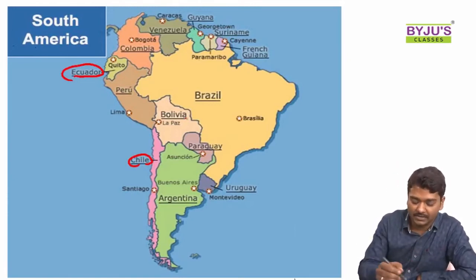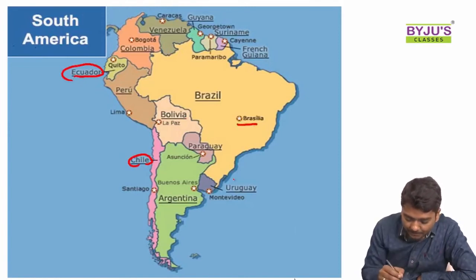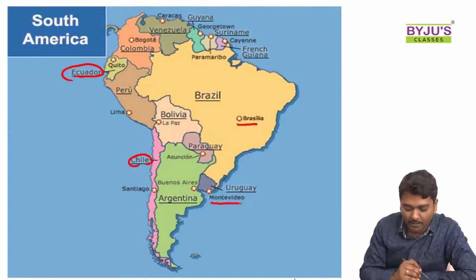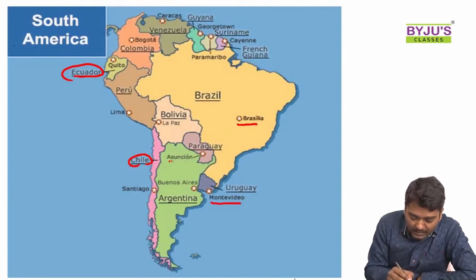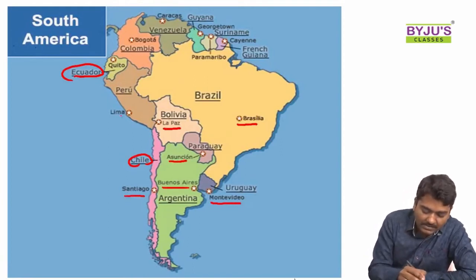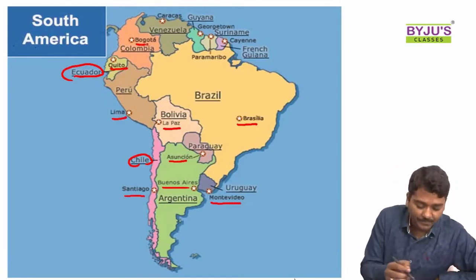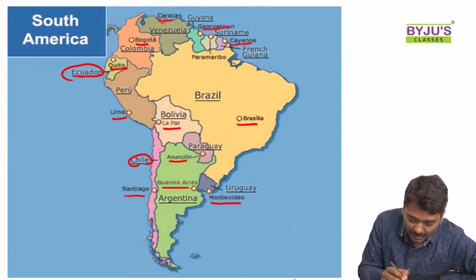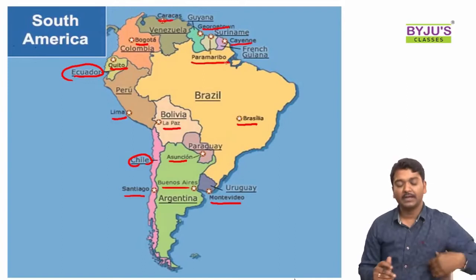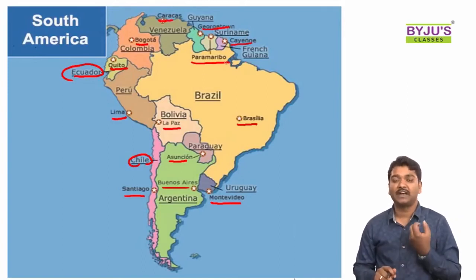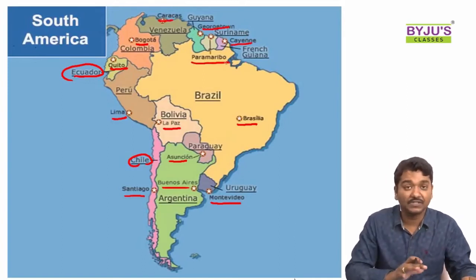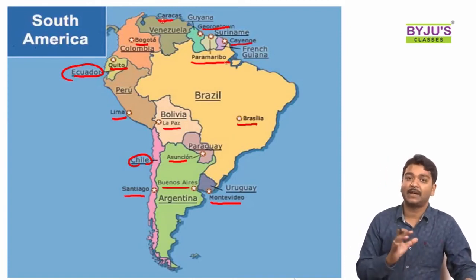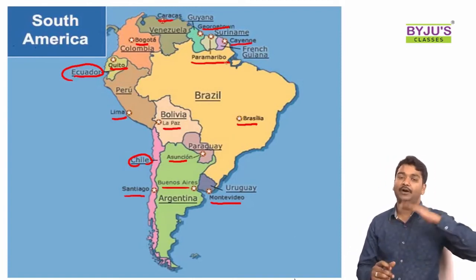Then you have capitals. See, Brasilia, Uruguay, Montevideo, Asuncion, Buenos Aires, Santiago, La Paz, Lima, Quito, Bogota. And you have Caracas, Georgetown, Cayenne, and Paramaribo. It is important for you to understand that the capitals that I'm focusing on, you have to arrange them.